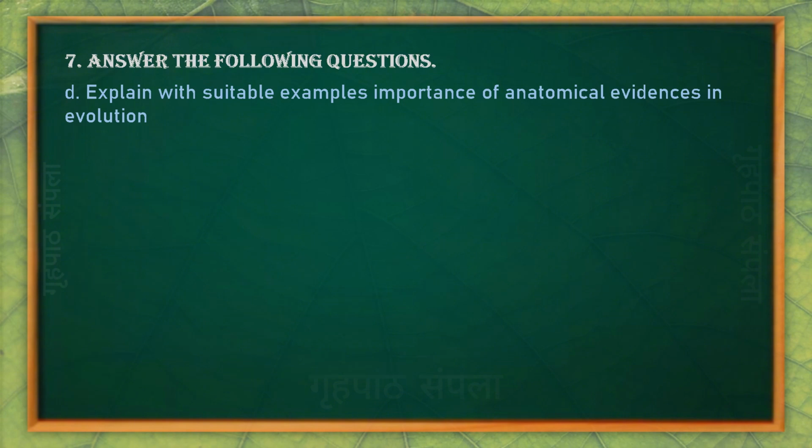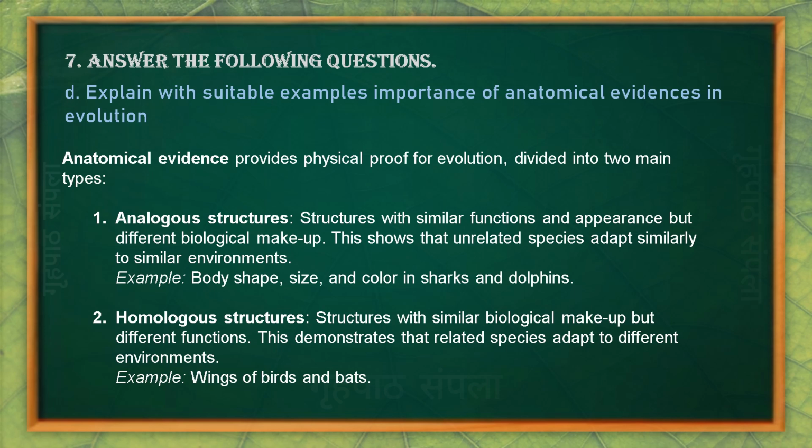D. Explain with suitable examples the importance of anatomical evidences in evolution. Answer. Anatomical evidence provides physical proof for evolution, divided into two main types. 1. Analogous structures. Structures with similar functions and appearance but different biological makeup. It shows that unrelated species adapt similarly to similar environments. For example, body shape, size, and color in sharks and dolphins.